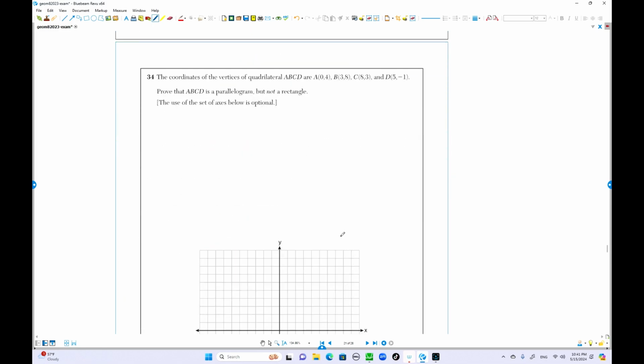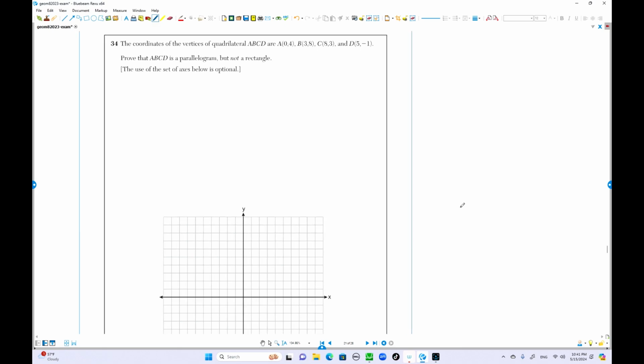Another one over here, we have quadrilateral with points 0 and 4, that is A. And B is 3 and 8. And C is 8 and 3. And this is 5 and negative 1, okay? That's D.